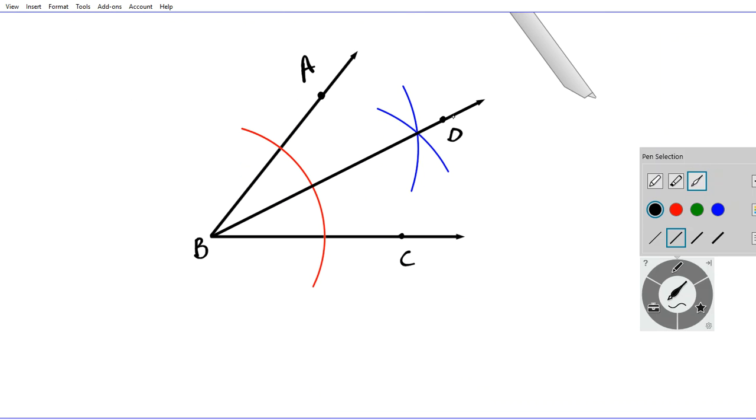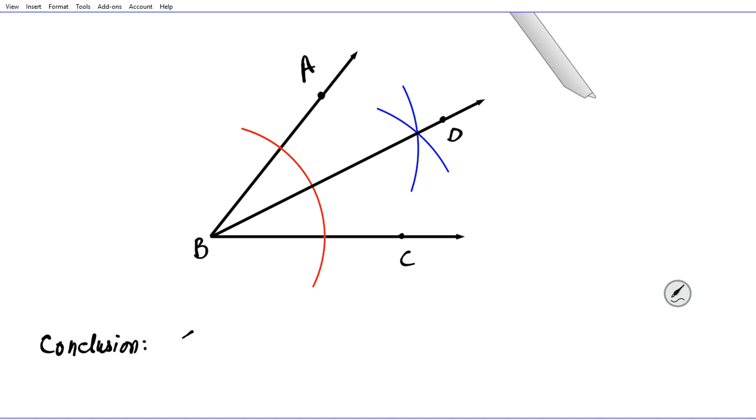All right, so based on the construction we just did, what can we conclude? Our conclusion is as follows. Using objects, we can say that angle ABD is congruent to angle CBD. If we want to use measurements, we can say the measure of angle ABD, whatever the numerical value of this angle is, is equal to the measure of angle CBD.